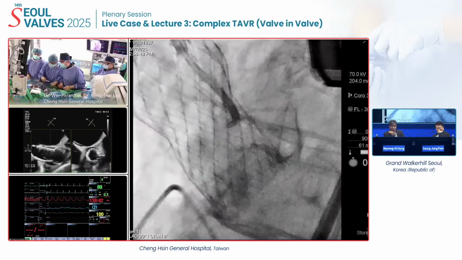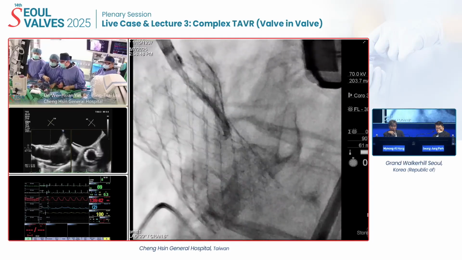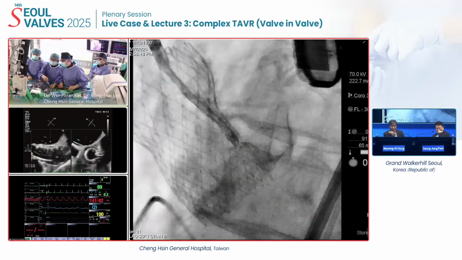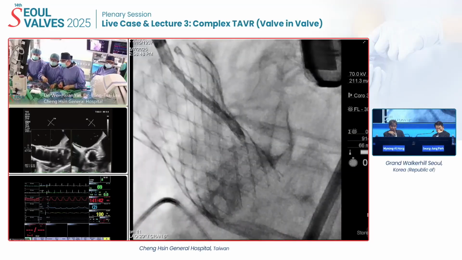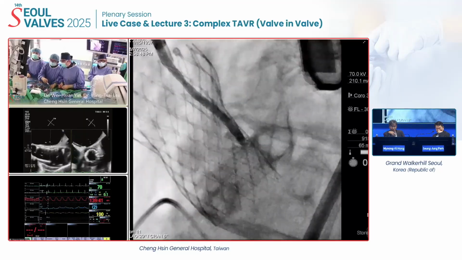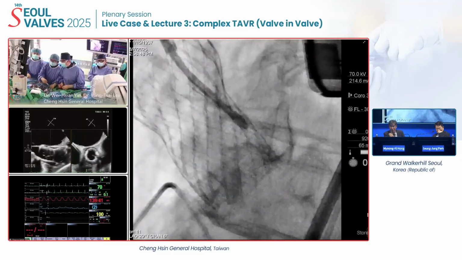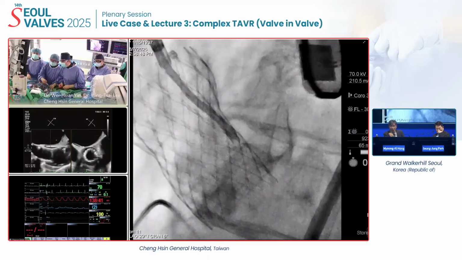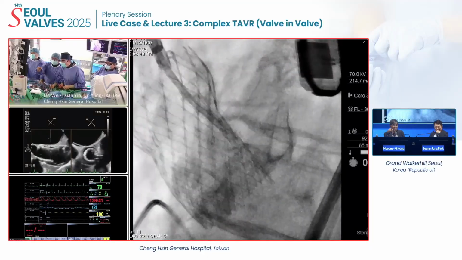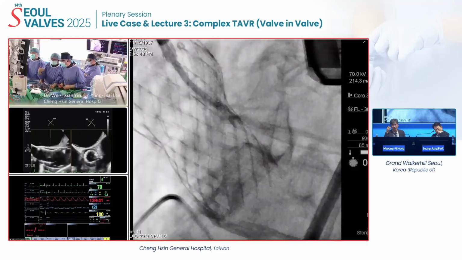Actually, we are continuously seeing what you do and trying to learn your procedure. Tell us your procedure continues. This is the injection for the left coronary artery. That was the arteries.